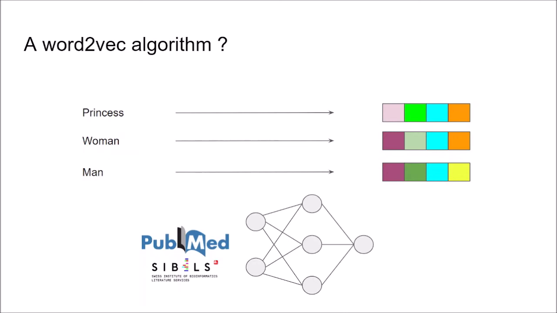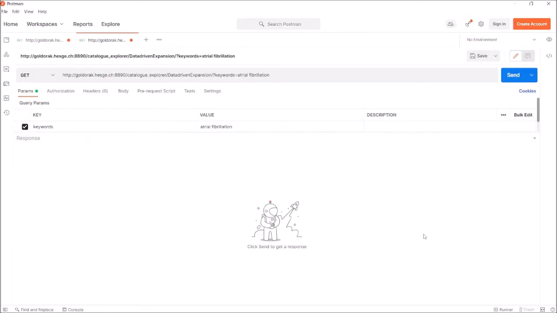So, let's see how it works, and let's start with the basic URL. As you can see on my Postman interface, you have to interrogate the server named Goldorak using the port 8890. Of course, you can find the URL of this service in the description of the video.